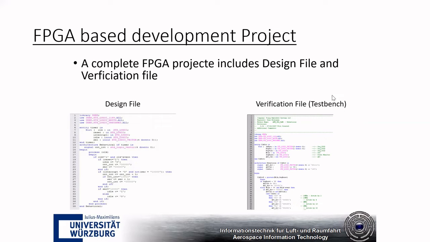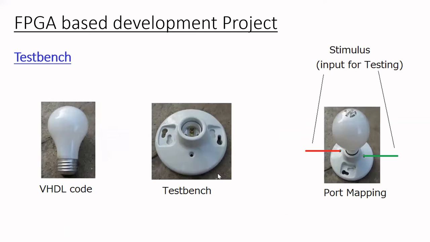This is a little bit difficult to understand. To check my VHDL code, I have another file. So let's see with the example. This is the simplest example I could have presented. For example, we have an electric bulb. Consider it as a VHDL code.